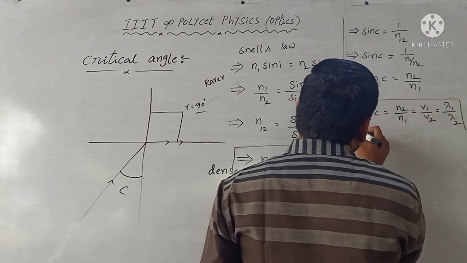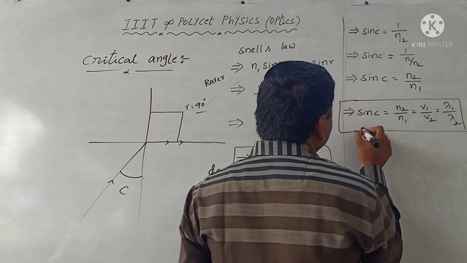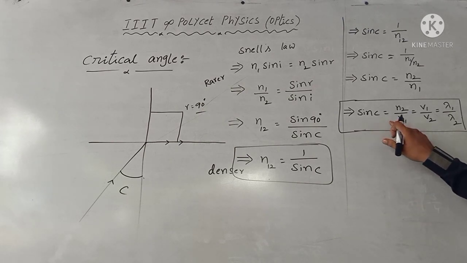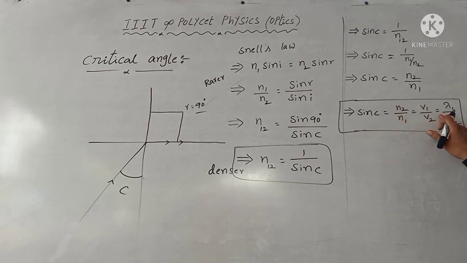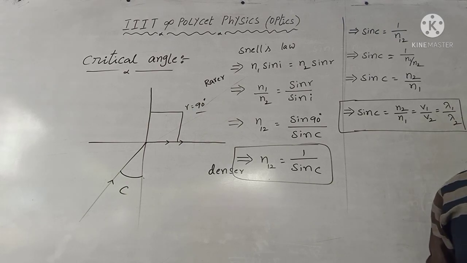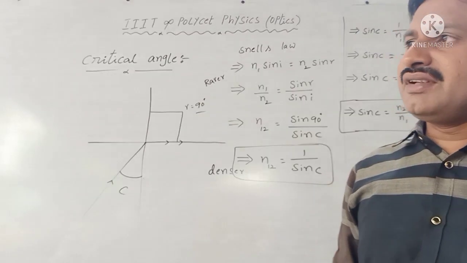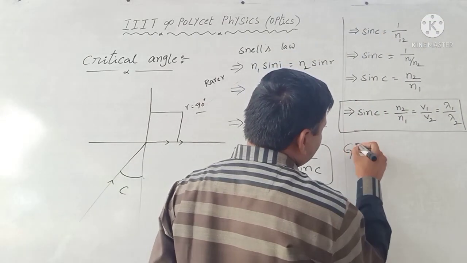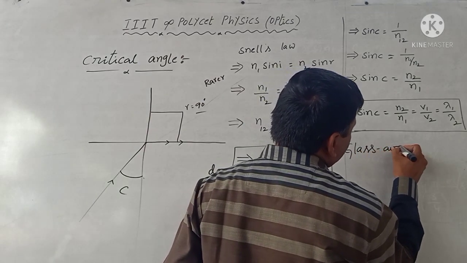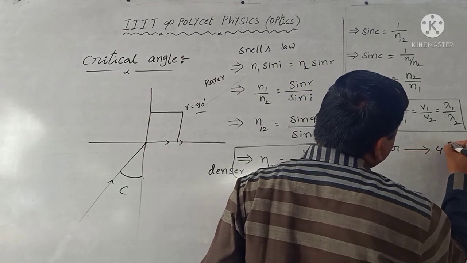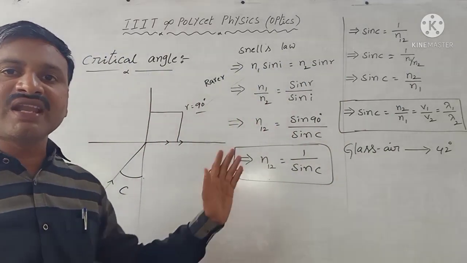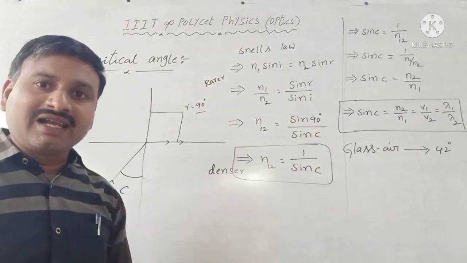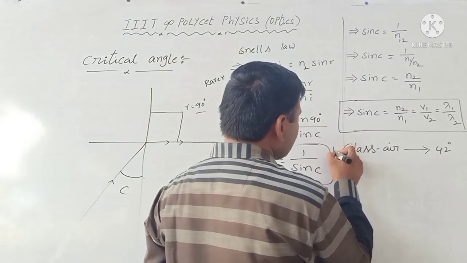It is a very important formula. By using this formula, sin C equals N2 by N1, that equals V1 by V2, that equals lambda 1 by lambda 2, all problems can be solved. After that, critical angles: for example, the critical angle of glass to air is 42 degrees. Benzene also has the same critical angle, 42 degrees.